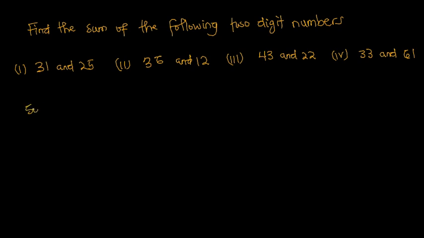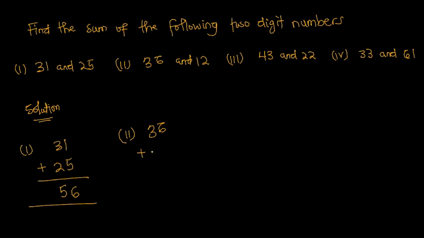Alright, so let's go ahead and look at the solution to this problem. So for the first example, we have 31 and 25. This is very easy to add. So we bring our addition sign over here. 1 plus 5 will give me 6. So I write down my 6. There is nothing to carry, so just 6. 3 plus 2 will give me 5. So my final answer over here is 56.